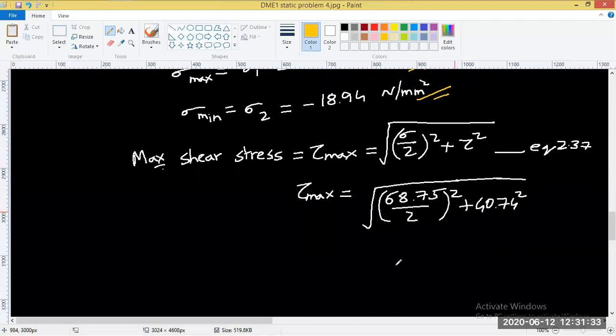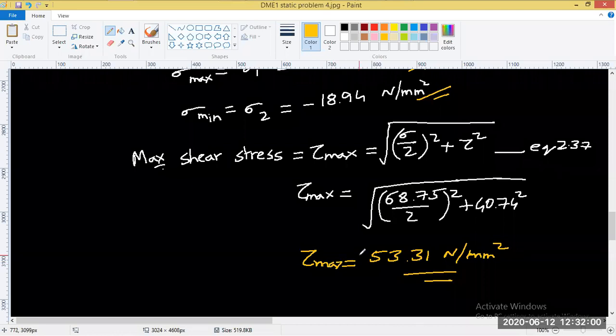Then this portion, let me calculate. So tau max is just, I think you already calculated half part of the previous equation, that came to 53.331 Newton per mm squared. So that was positive. So that is tau max, right? Okay. So yeah, are we done with the problem? No, we are not yet done with the problem.